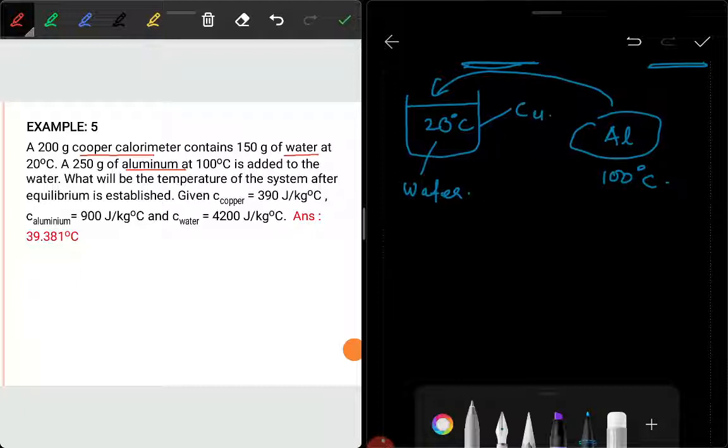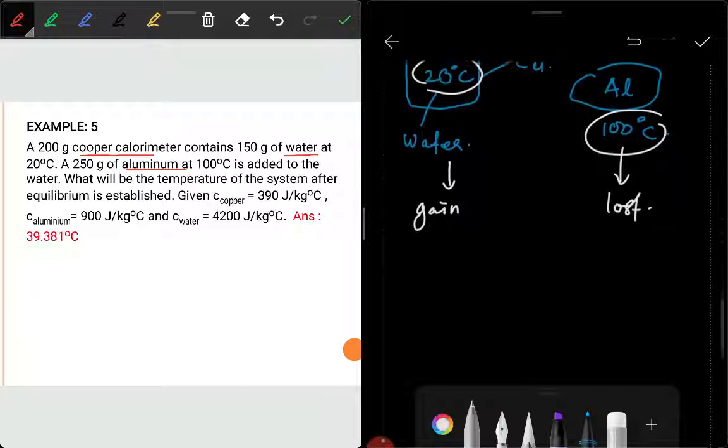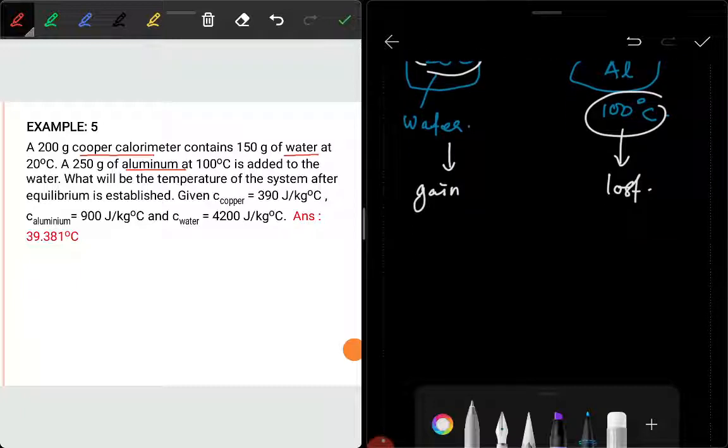So copper and water will gain the heat. Why? Because look at the temperature of the aluminium. The initial temperature of the aluminium is bigger than the initial temperature of copper and water. So copper and water will gain the heat, and the substance that lost the heat is aluminium. After knowing which one gained and which one lost, it's easier for you to write the equation.